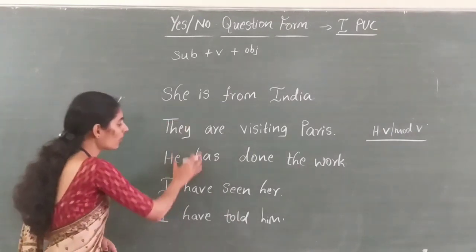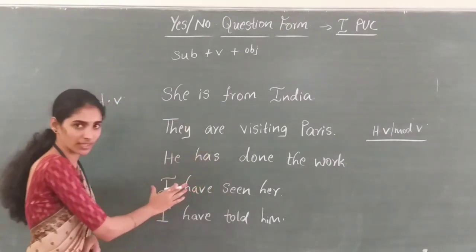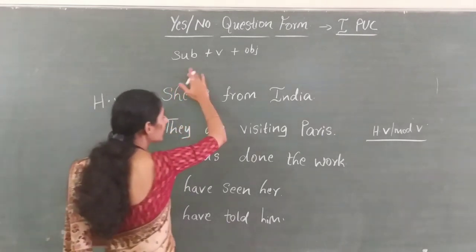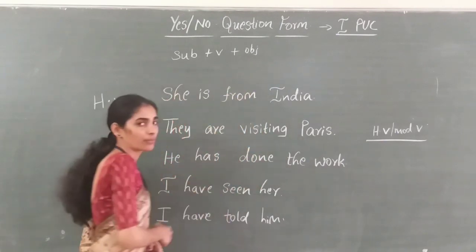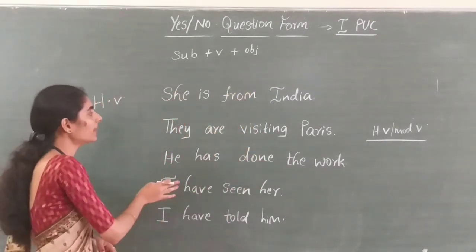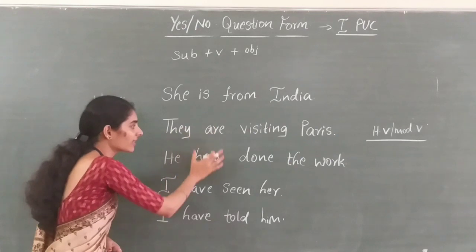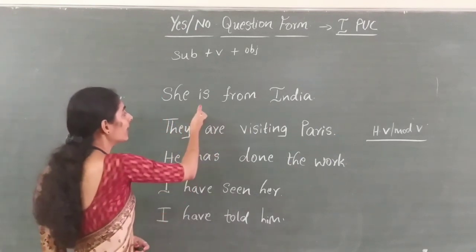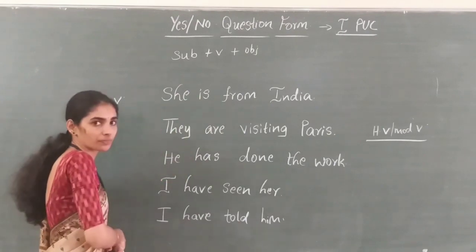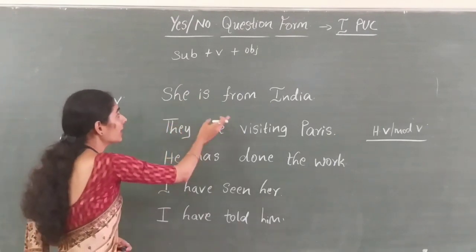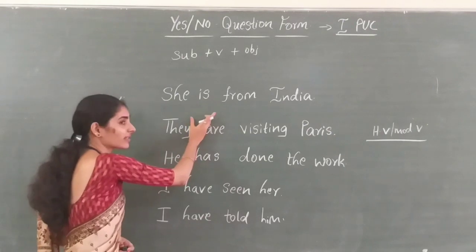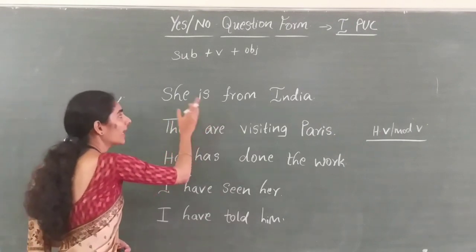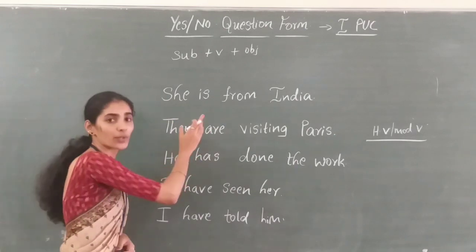So look at all these sentences. These are statements, right? And the structure of a statement is subject, verb and then object. So this is very simple to change these sentences into yes or no questions. So how can we do that? See, there is a helping verb. So while changing these sentences into questions, what happens? The subject and the verb change their position.